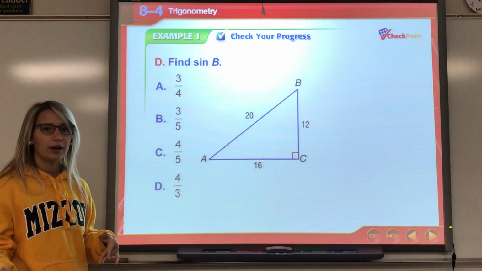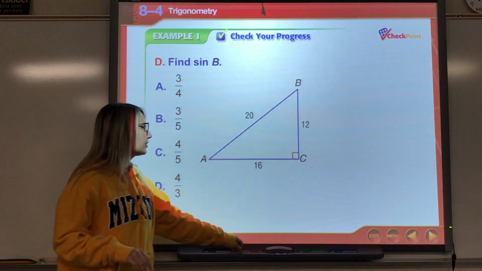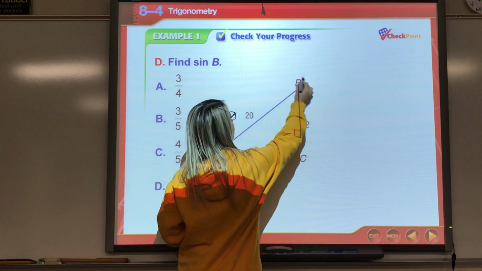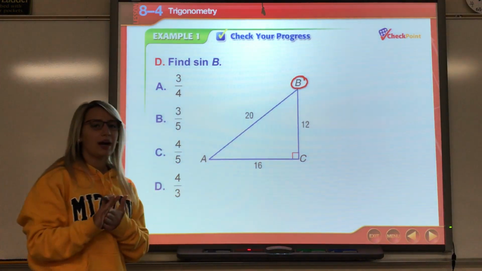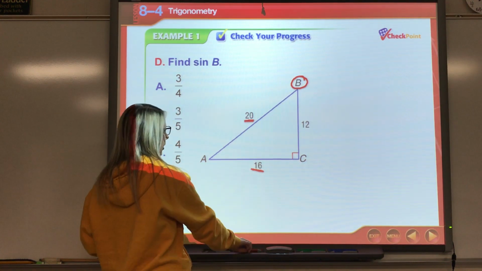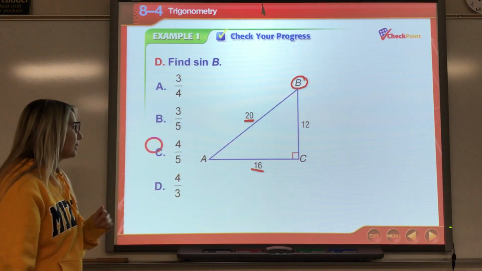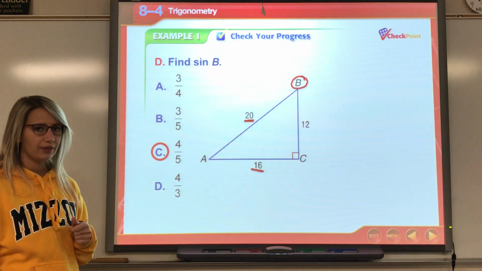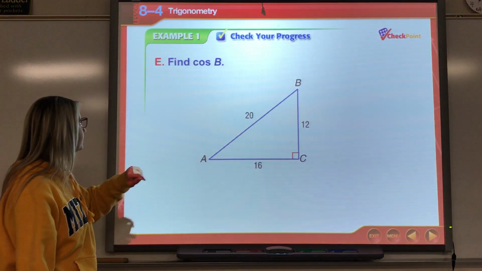Okay, now we're going to look at that angle B. Okay, so first we have to find the sine of B. So that's the opposite over the hypotenuse. So we get 16 over the hypotenuse, 20. Put that into a fraction, simplifies to 4/5. So you should have gotten C.